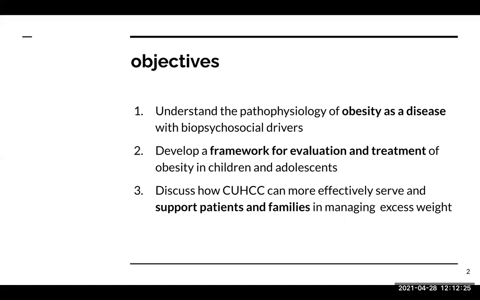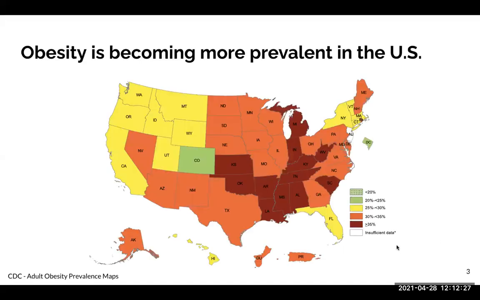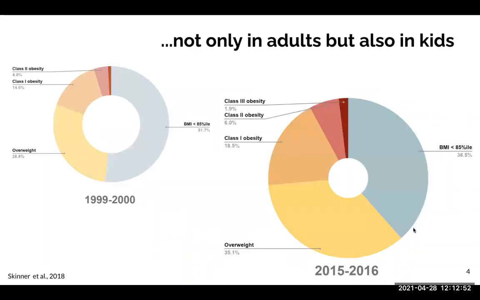So I guess to start, why do we care about this? And I think everybody is familiar with these kinds of graphics. Obesity is becoming more prevalent in the US. You can see in the state of Minnesota about a third of the population of adults, and this is kind of self-reported data, fall into the obese category. And it's not only adults. You've probably heard that it's kids as well.